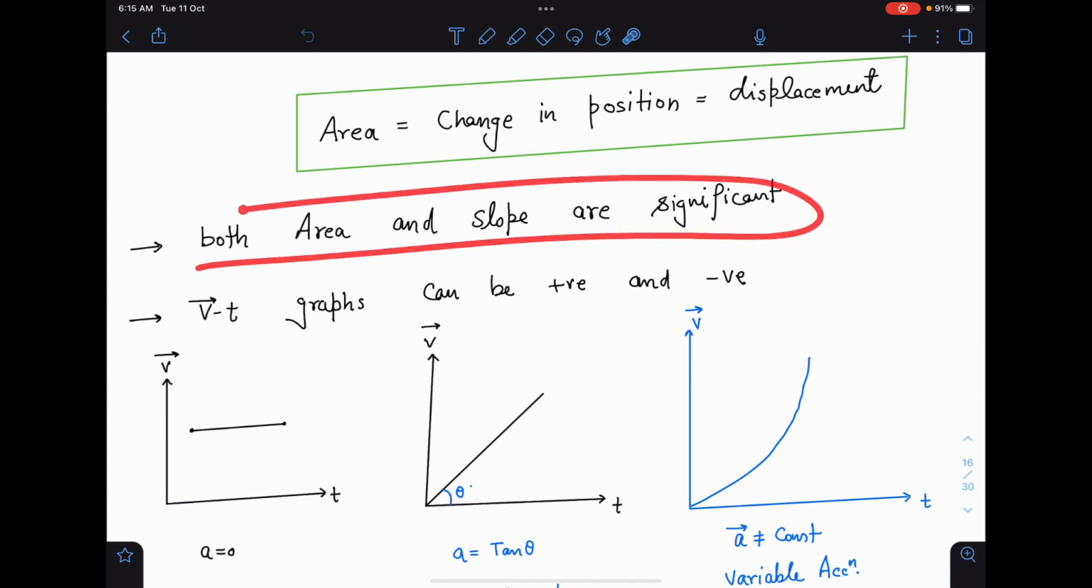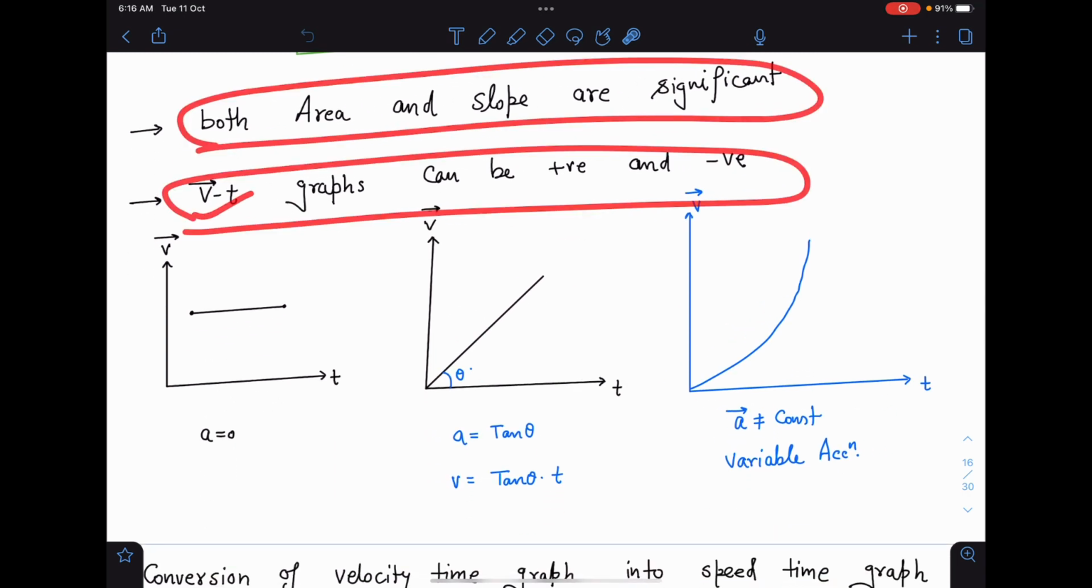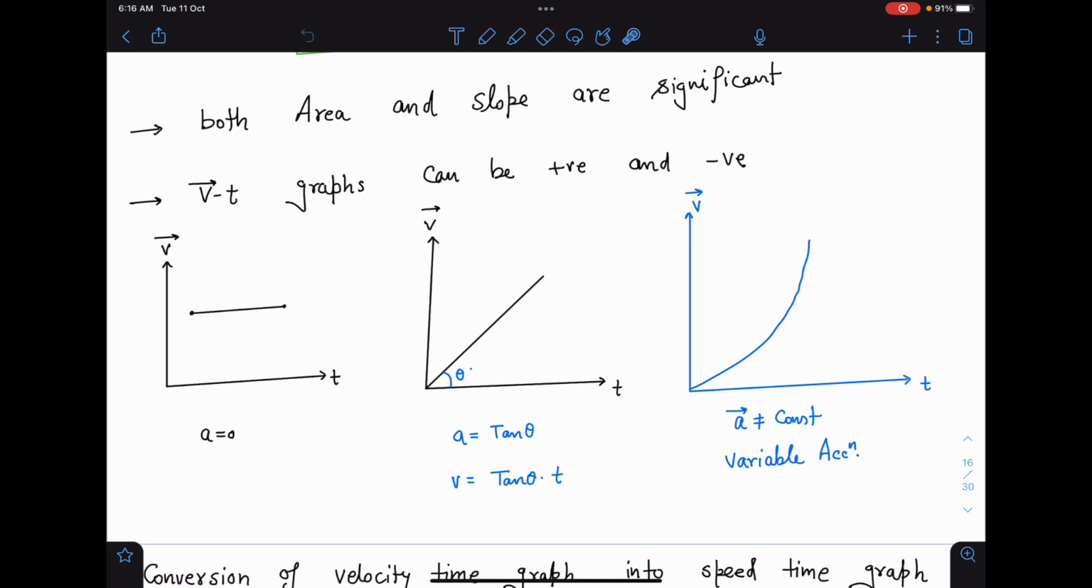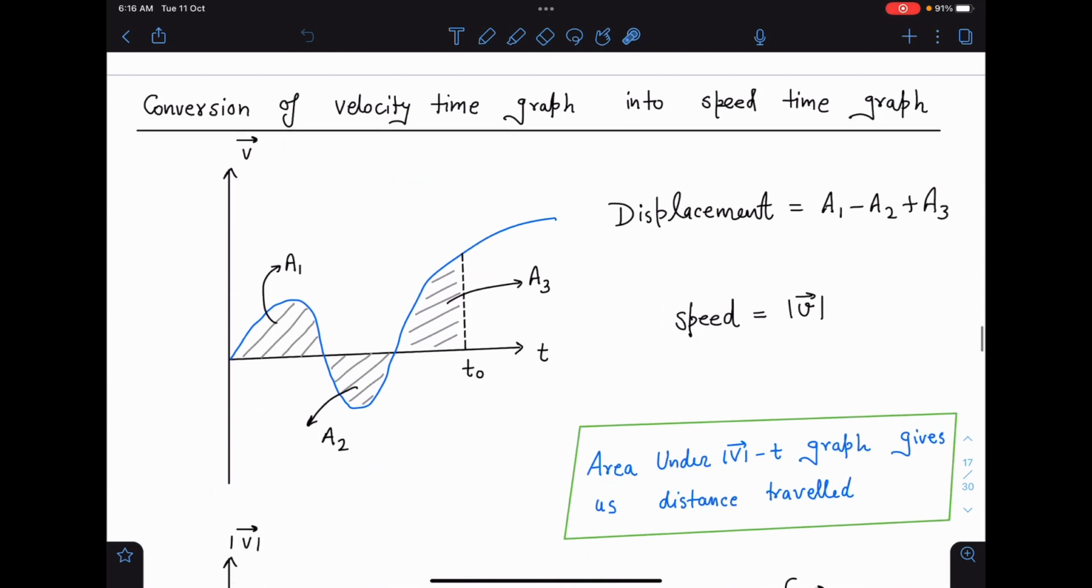So these are the points which I have told you already. Velocity is a vector, so it can be positive, can be negative. So acceleration 0, this will be constant velocity. Acceleration is constant, but theta is non-zero. And here acceleration is not constant, it is speeding up. All right, variable acceleration.